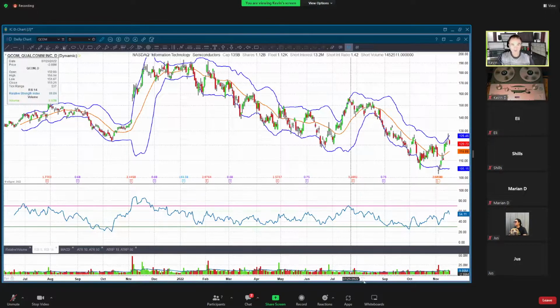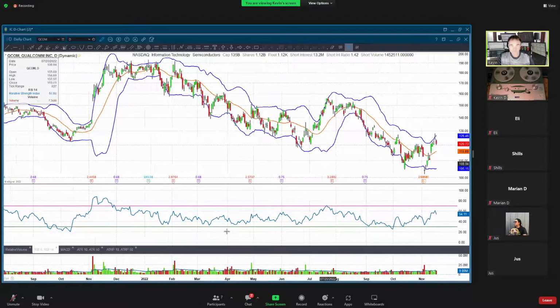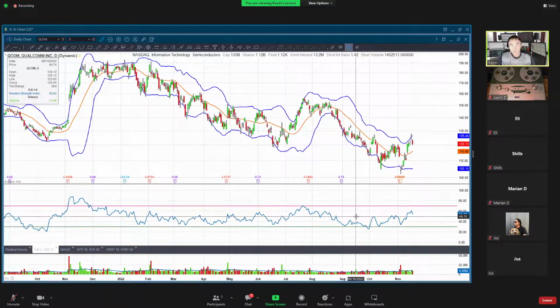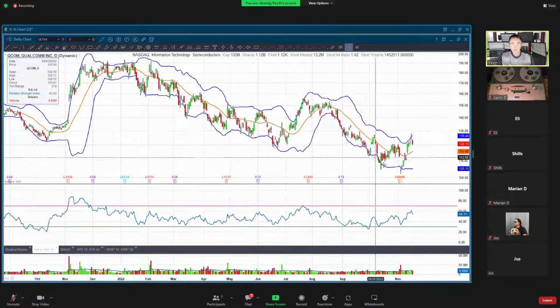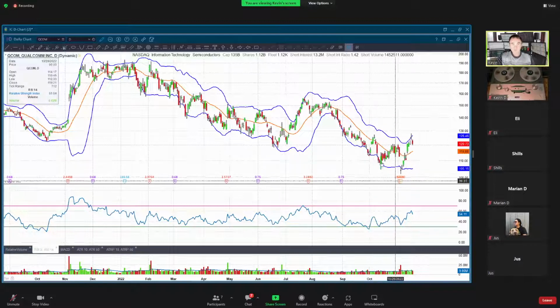Okay, here we are, very recently. All right, notice how we have some movement outside the bands. Okay, we move outside the bands here, pretty much have a candle almost entirely outside the band.